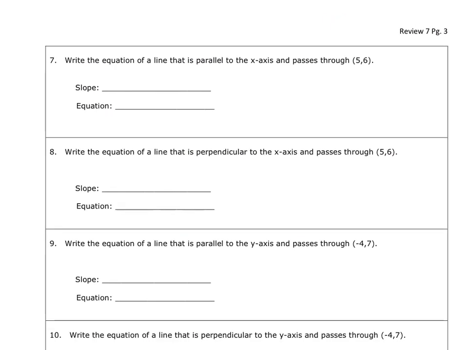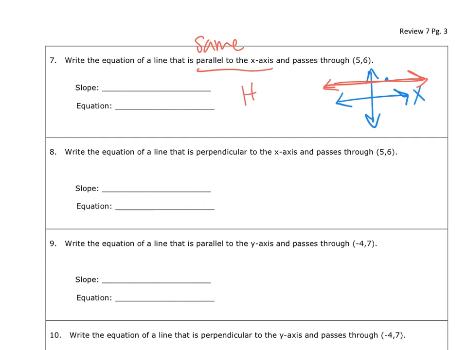Problem 7 wants the equation of a line parallel to the x-axis that goes through the point 5, 6. So this is my x-axis. The point 5, 6 would go to the right and up. I don't know exactly where it is, I'm just guessing here. Parallel to x means it would look the same as x, so it's going to go this way, which would make it a HOY because it's horizontal. With a HOY, your slope is 0, and your equation is y equals the y from your point that you were given.